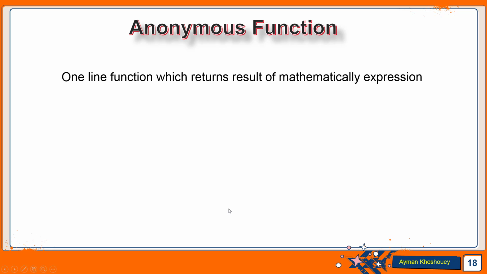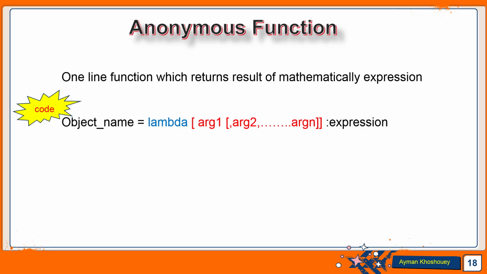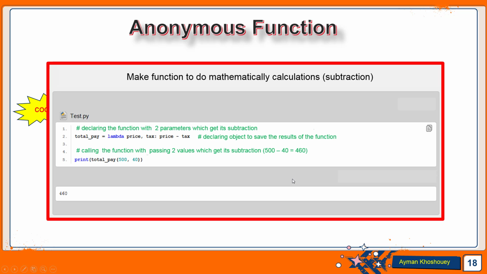Anonymous function: it is a one-line function which returns the result of a mathematical expression. The code is object name here and use lambda, argument 1, argument 2, argument n, and then the expression. The example, as you see here, make a function do a mathematical calculation, subtraction. The variable total pay uses lambda, the variables price and tax, the expression is price minus tax. If you pass 540 and 40 to total pay, it will subtract 40 from 500 and return 460. You can use here any mathematical expression.